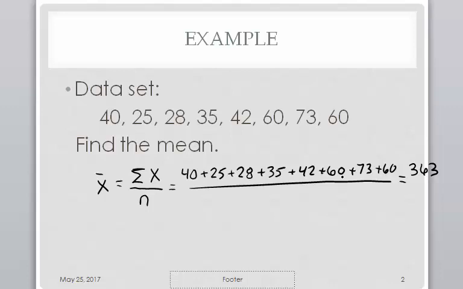The number on the bottom is the number of data values that we have in our data set. So we count them. 1, 2, 3, 4, 5, 6, 7, 8. Since we have 8 values, we'll divide by 8. And plugging into our calculator, 363 divided by 8 gives me a mean value of 45.375.